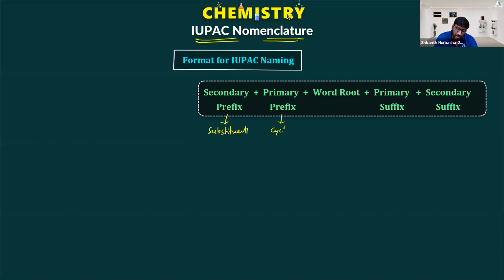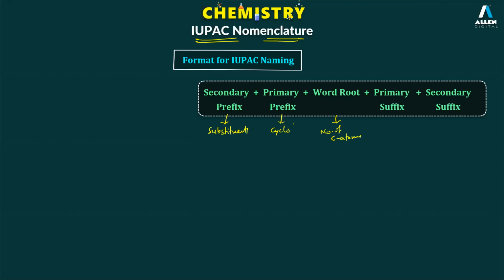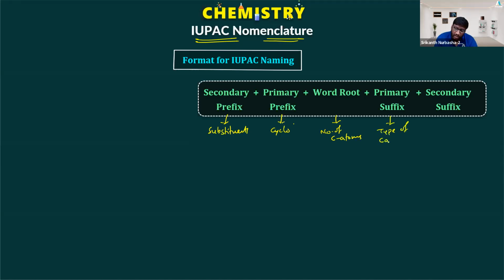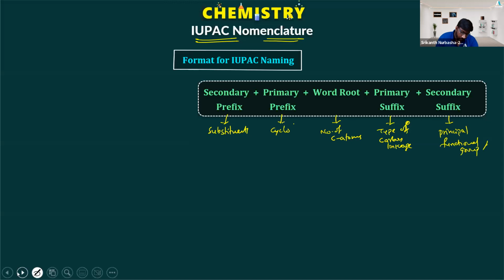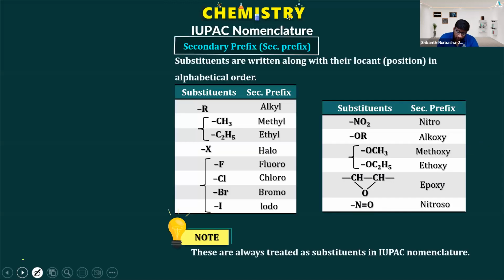Primary prefix cyclo, if it is there, you have to add. Root word gives the number of carbons in the parent carbon chain. Primary suffix gives the type of carbon linkage. Secondary suffix will be giving idea about the principal functional group. Right? So these are the names.